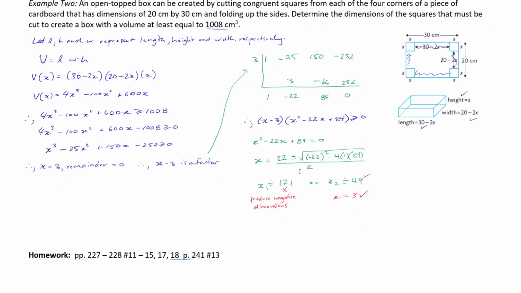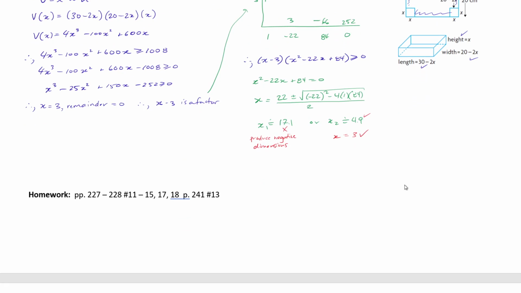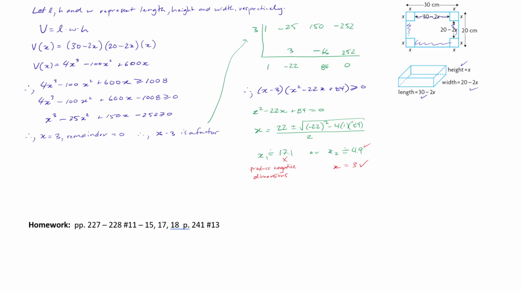So just as we saw before, we have to have our interval chart. So we'll do our little interval chart over here. Hopefully there's enough room for you guys. And so my interval chart is going to be between 0 and 3, and then between 3 and 4.9, and then greater than 4.9. And I look at my factors, x minus 3, and then this factor over here, which is x squared minus 22x plus 84. Hopefully you can do a little bit of a better job than I did. And then we're going to see if it's positive or negative overall.